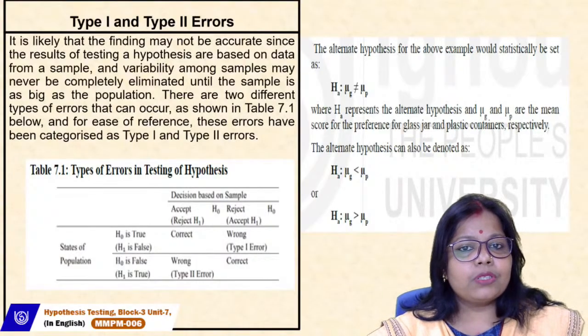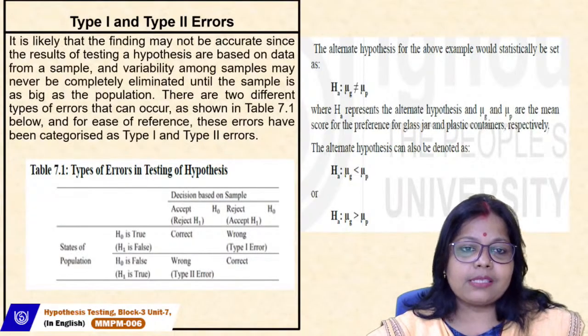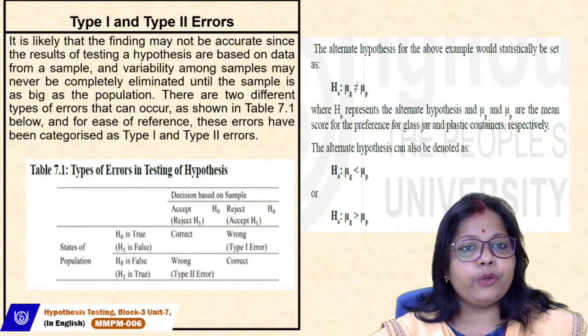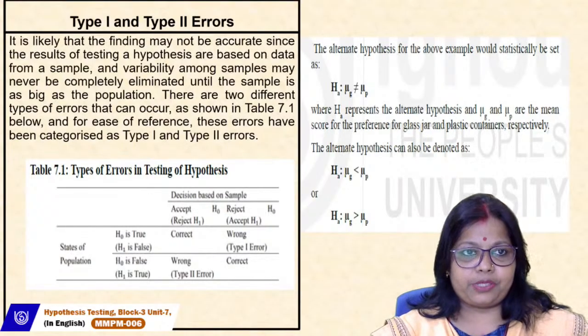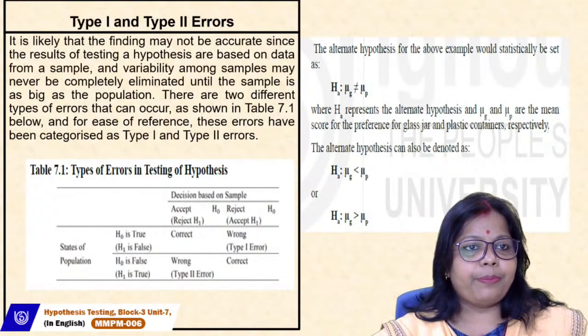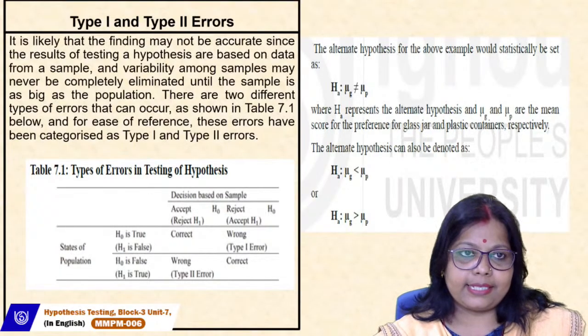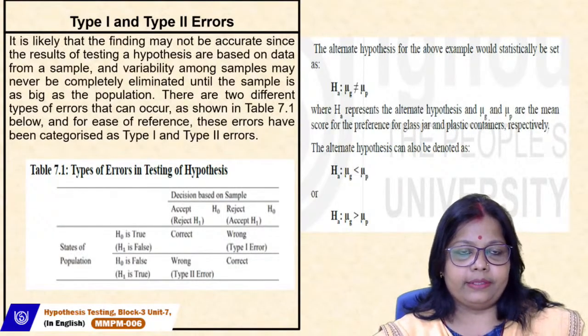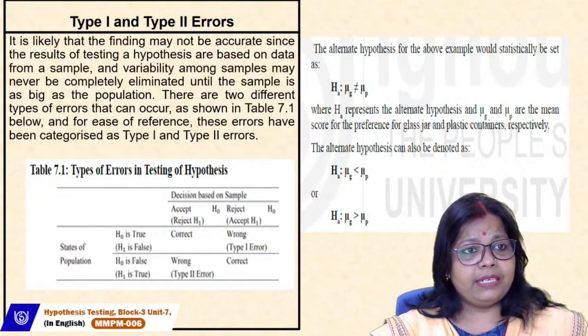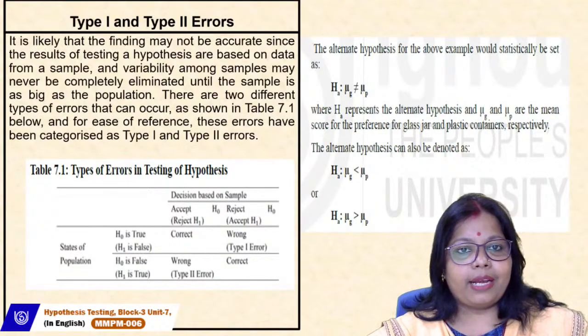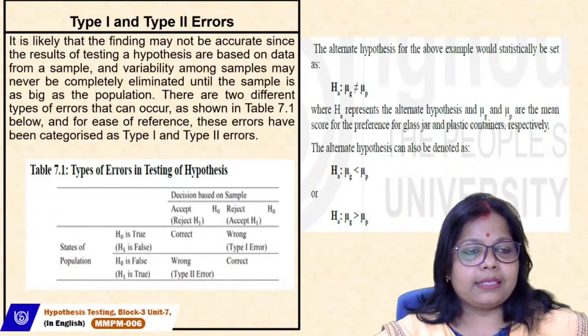This is all about the alternative and null hypothesis, and how and when to frame them. Now coming to one other part of hypothesis testing, it is type 1 error and type 2 error. What is the meaning of type 1 and type 2 error and why is it named so? Let us understand it.